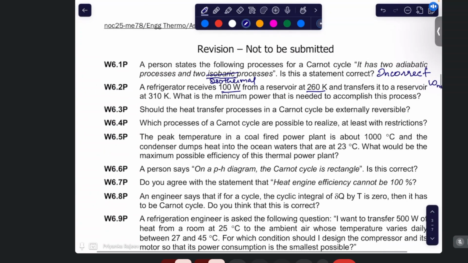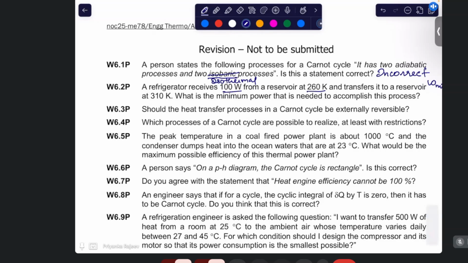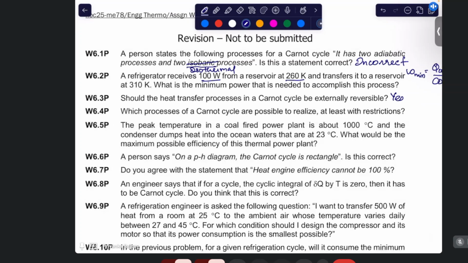Now the third question. Should the heat transfer process in Carnot cycle be externally reversible? So the answer is yes. Why? Because a process is externally reversible if there is no entropy generated due to temperature gradients. So in a Carnot cycle, it is isothermal heat transfer that is happening. So there is only an infinitesimal temperature difference between the working fluid and the reservoir. So that ensures reversibility.